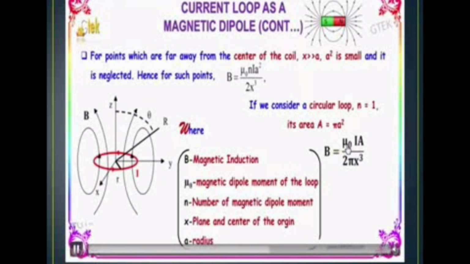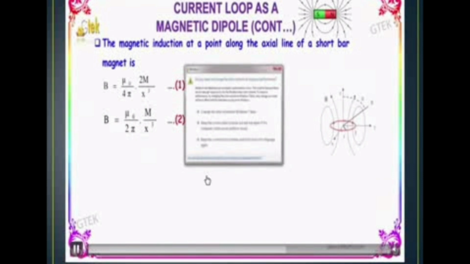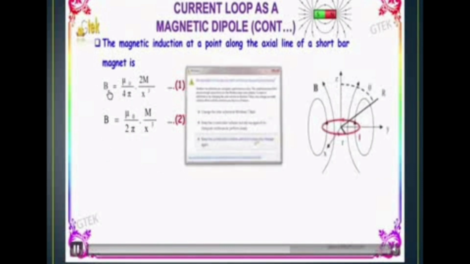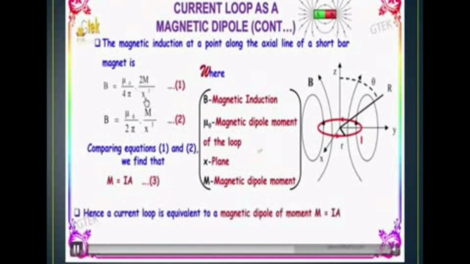So instead of pi a square, which is the area, we put A here, and we divide by pi below. Now you see B equal to mu naught by 4 pi into 2m by x cube, that is mu naught by 2 pi m by x cube. This is the equation. We have seen this in 11th, I don't know if you remember; we studied it with magnets in 11th. This is its value. So m is equal to I into A. So m equal to magnetic moment equal to the product of current and area.